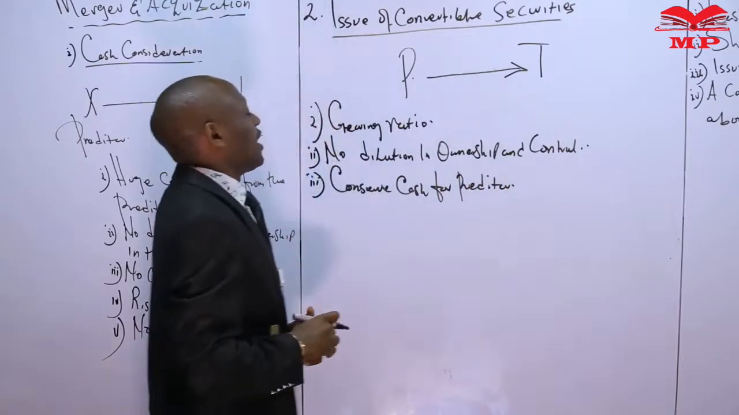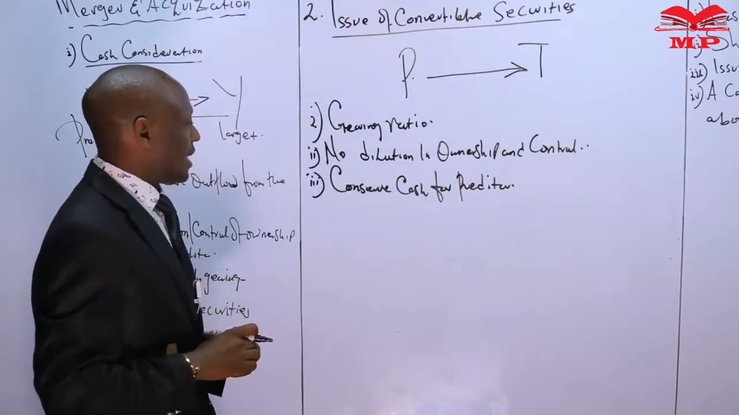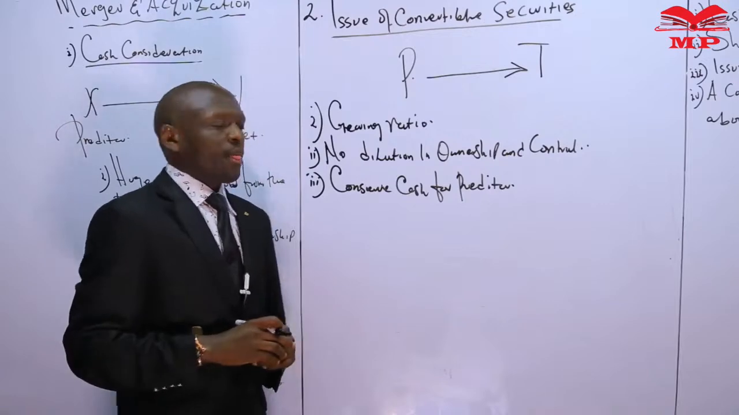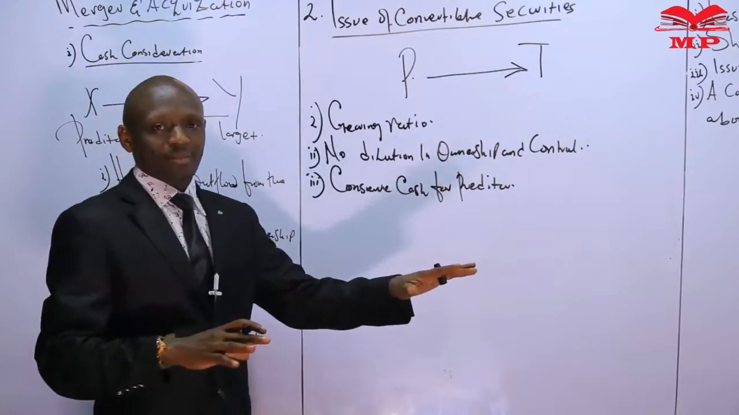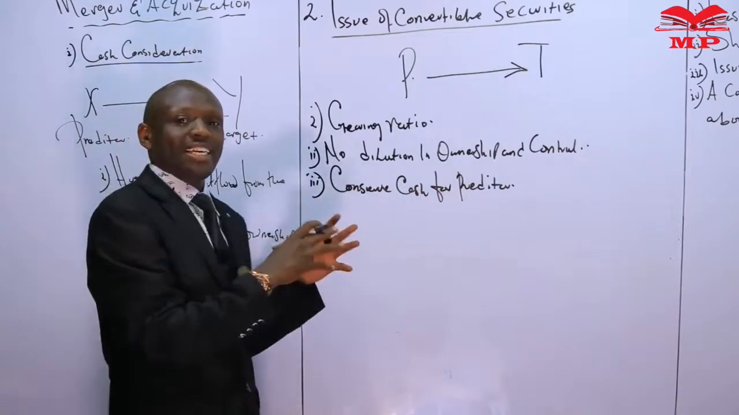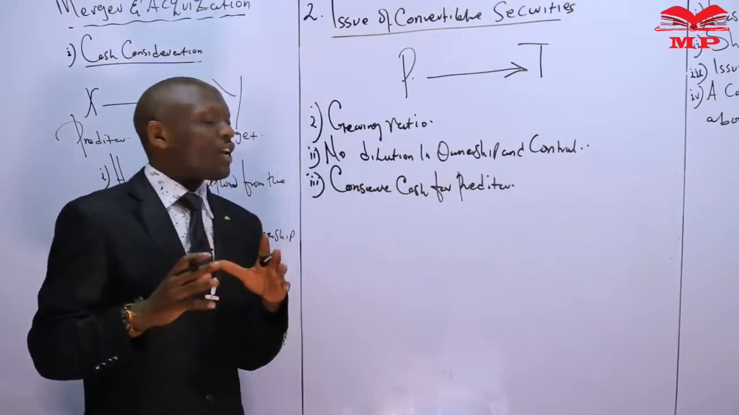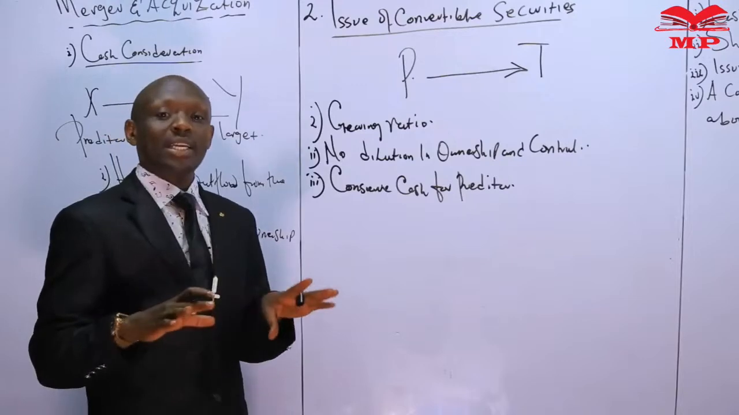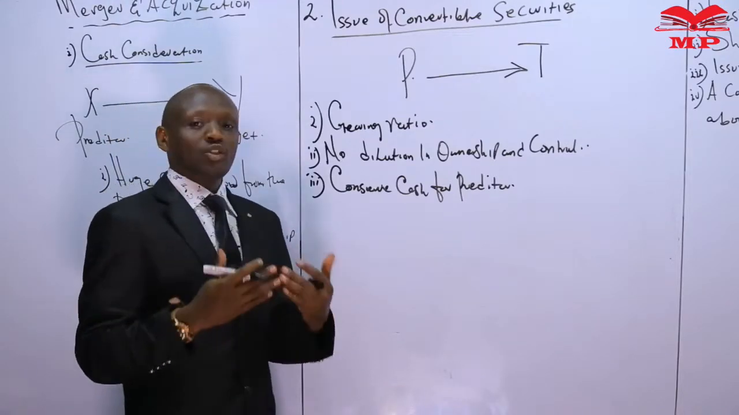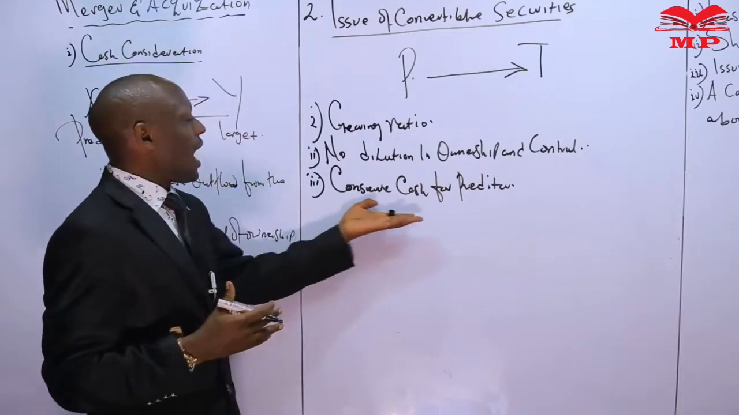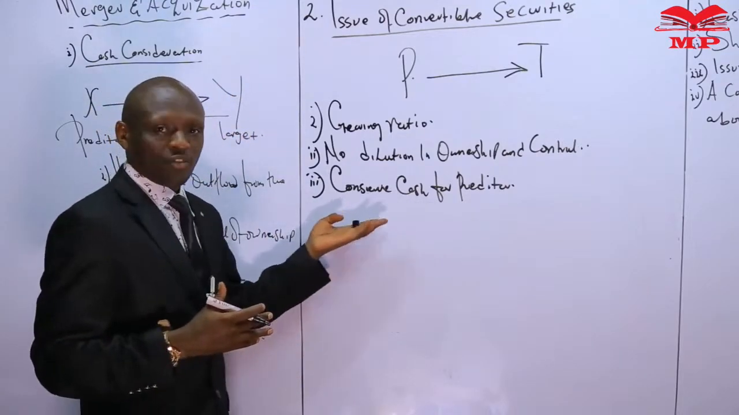This form of consideration will conserve cash for the predator. This is because no cash payment is made to the target. So the cash is retained in the predator, and the predator cannot experience any liquidity challenges after the merger and acquisition. As a result, the firm will have stability in cash flow.